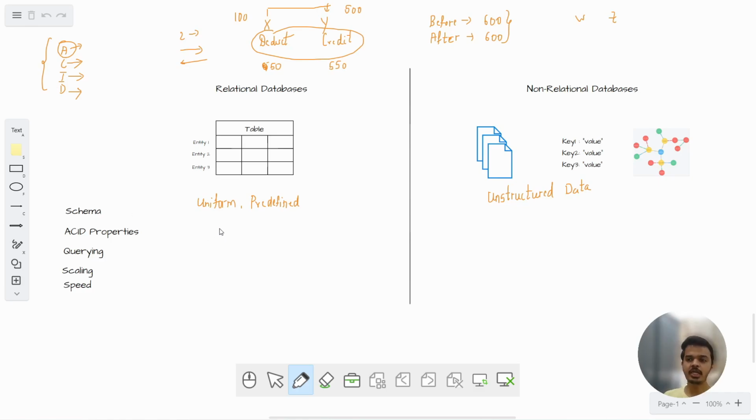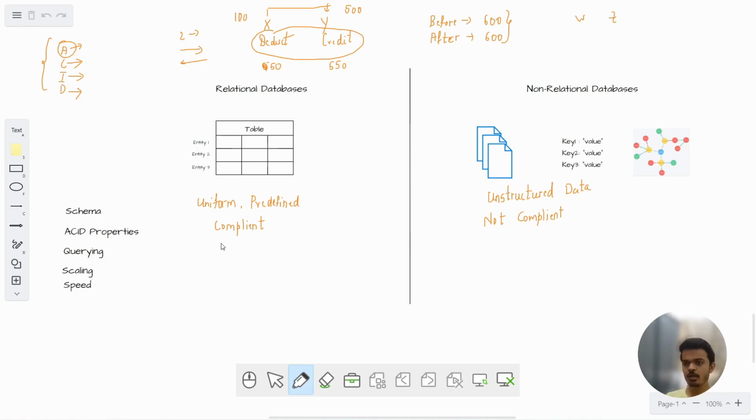Relational databases are compliant with the ACID properties. Non-relational databases are not very compliant with ACID properties. So whenever you want your transactions to be compliant with ACID properties, you should go for relational databases. Otherwise you can go with non-relational databases as well.